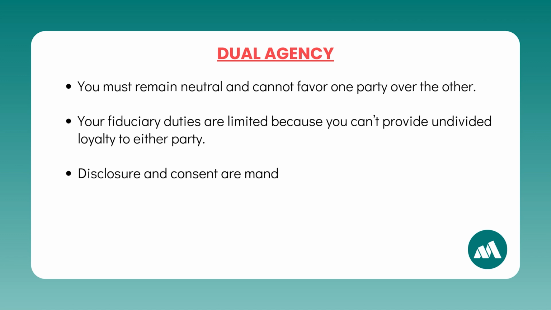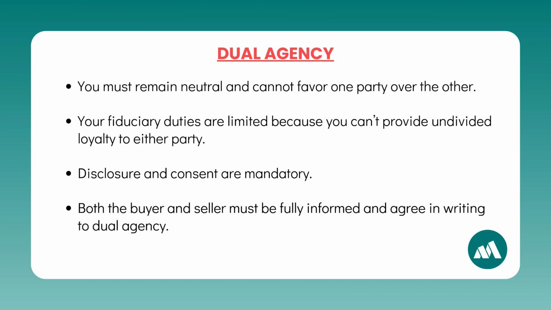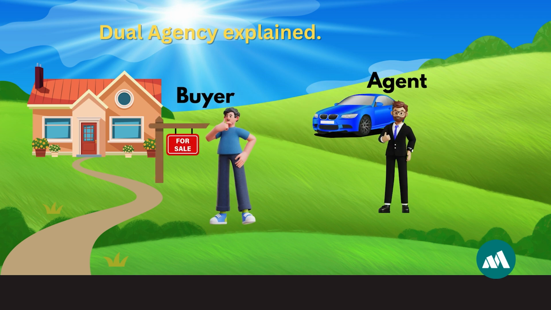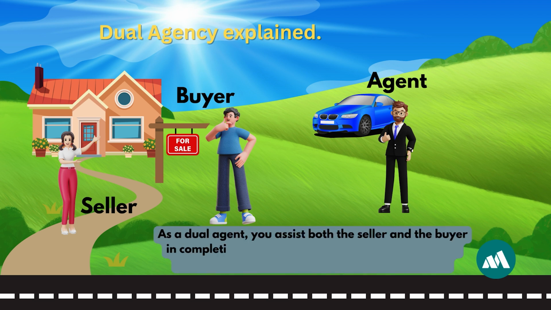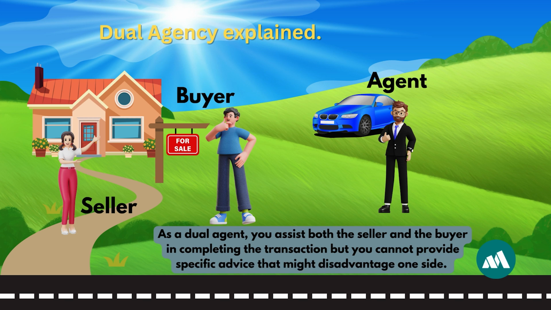Disclosure and consent are mandatory. Both the buyer and seller must be fully informed and agree in writing to dual agency. So just imagine you're helping a buyer purchase a property that you've also listed for the seller. As a dual agent, you assist both the seller and the buyer in completing the transaction, but you cannot provide specific advice that might disadvantage one side. For instance, you wouldn't suggest the seller lower their price or the buyer offer less than the asking price.